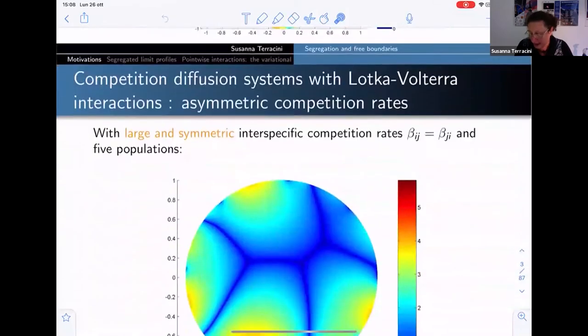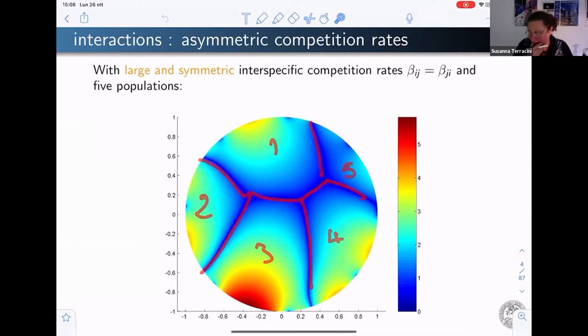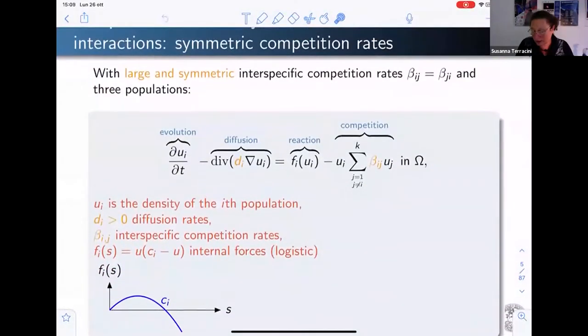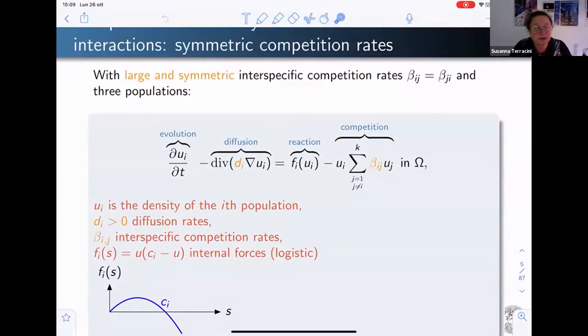with definite tangents. And again, with large and symmetric competition rates, we can play the same game with five populations, and we plot the level sets of the five distribution functions, 1, 2, 3, 4, 5, and we see the emergence of these free boundaries, these nodal sets, which are rather regular.